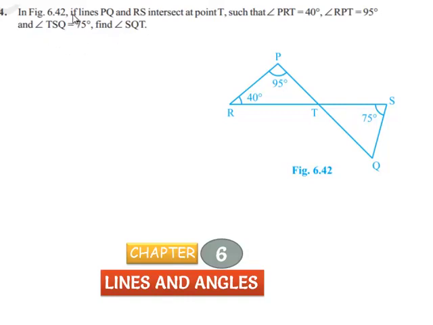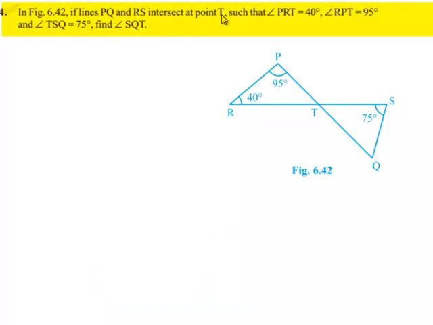In figure 6.42, if lines PQ and RS intersect at point T such that angle PRT is equal to 40 degrees, angle RPT is equal to 95 degrees and angle TSQ is equal to 75 degrees, then find angle SQT.